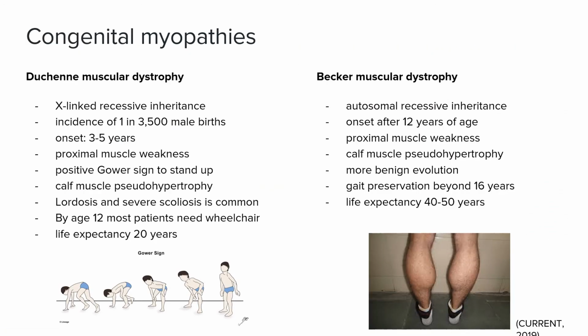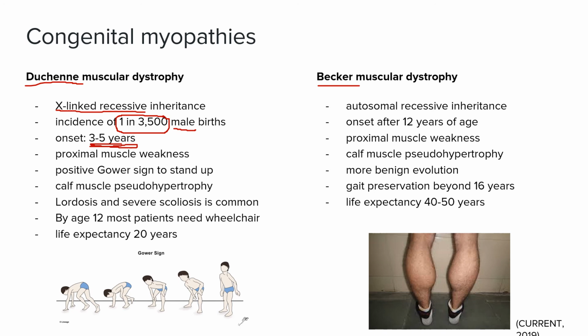Now, about congenital myopathies, we are going to talk about the most common ones. There is Duchenne muscular dystrophy and Becker muscular dystrophy. Duchenne is the most common one. It has an incidence of 1 in 3,500 male births. It's most common in males, and it has an X-linked recessive inheritance. The onset is typically 3 to 4 years after birth, and it presents with a proximal muscle weakness.